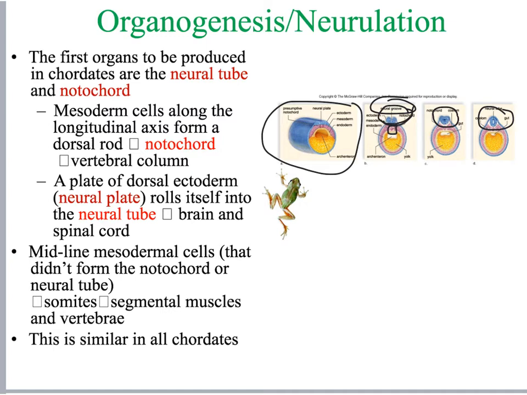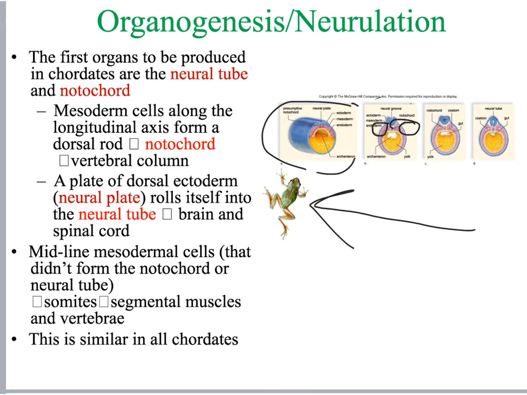The midline cells on either side, here, let me erase a little bit. On either side of the notochord, these cells are called midline endodermal cells, these cells here on the side of the notochord. These are called somites and eventually become segmental muscles and vertebrae. And if you can believe it, this process is similar in all chordates, all organisms with a spinal cord, which is why I have a picture of our little friend, the frog.